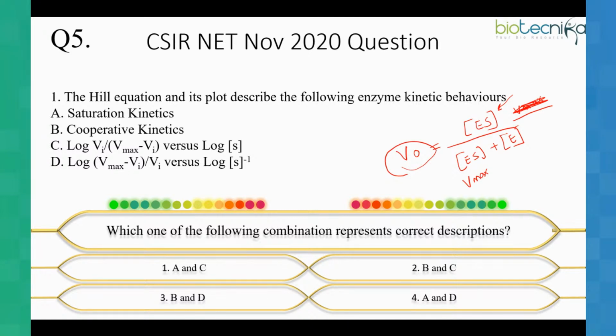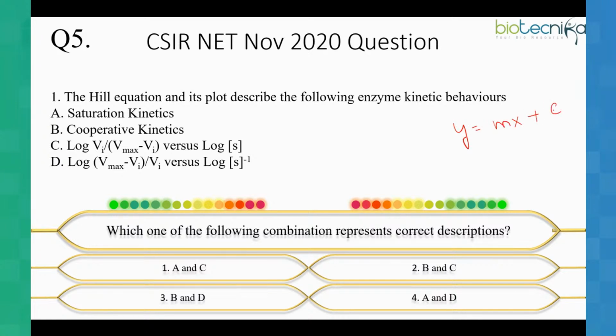So it is the same thing, in the same format as that of theta, which is the binding equilibrium. Okay, so generally the Hill plot is plotted under the straight line graph equation, y is equal to mx plus c.